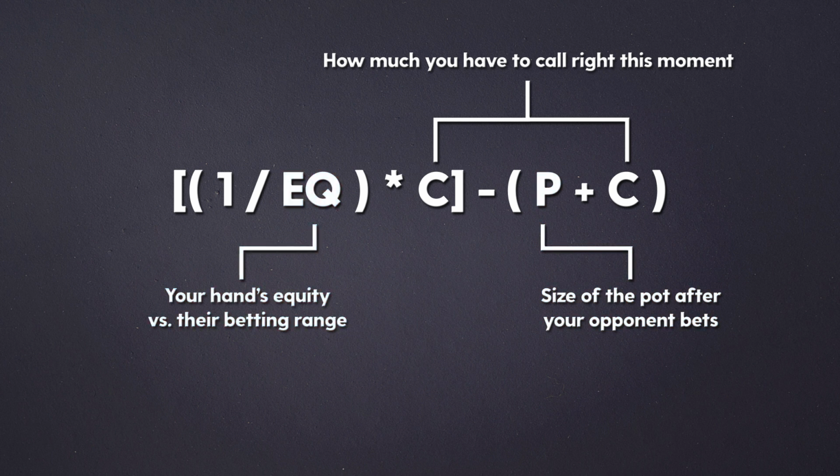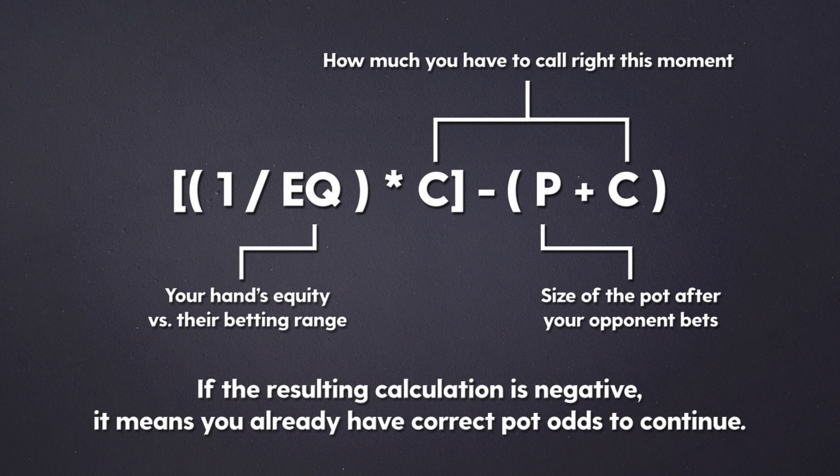The answer you get from solving this is how much you need to win on future streets to offset getting immediately incorrect pot odds. And just for the record, if you get a negative calculation here as a result, it means that you already had correct pot odds to continue in the first place.